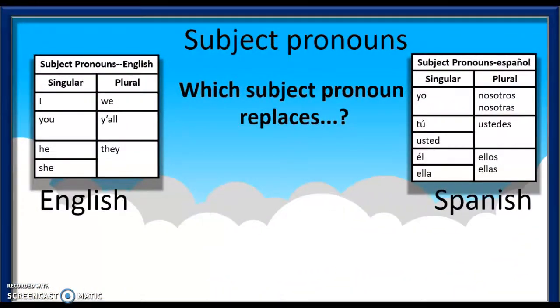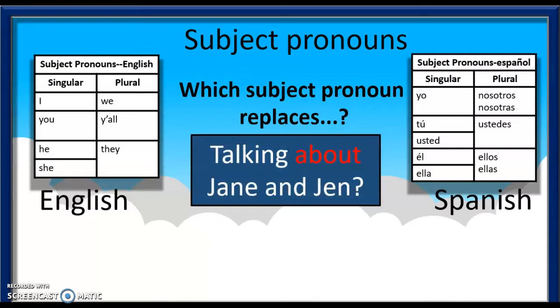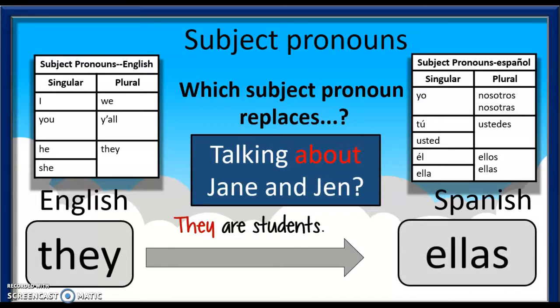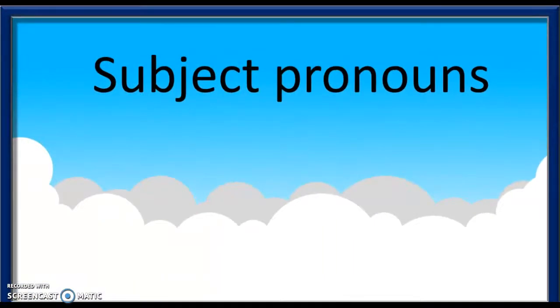What about if you're talking about Jane and Jen, both girls? In English, you'd still use they. They are students. But in Spanish, since you know they're both females, you will use ellas. Ellas son estudiantes. Okay. So that's a quick review of subject pronouns.